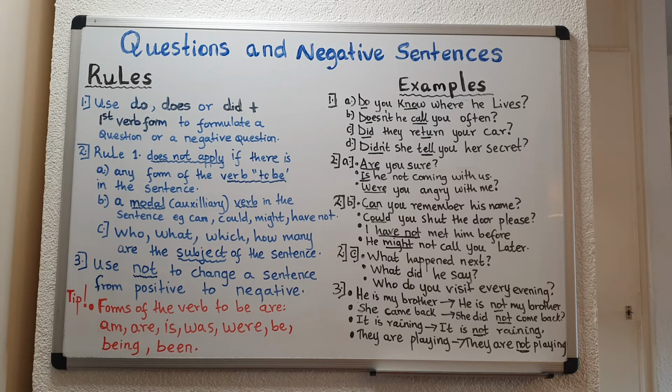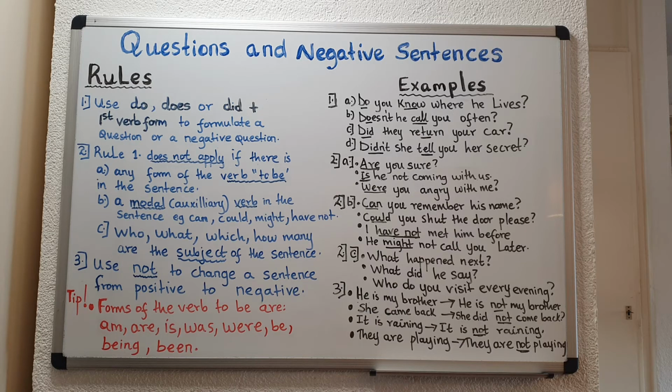So, you have two choices. Either begin your sentence with do, does, or did, or begin your sentence with any form of the verb to be. But you cannot combine do, does, or did and any form of the verb to be in the sentence. It's either one or the other. Now, look at rule number 2b.